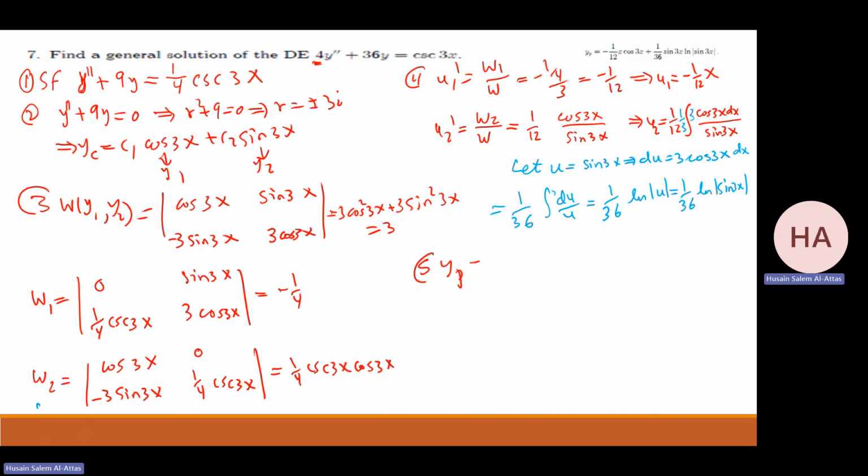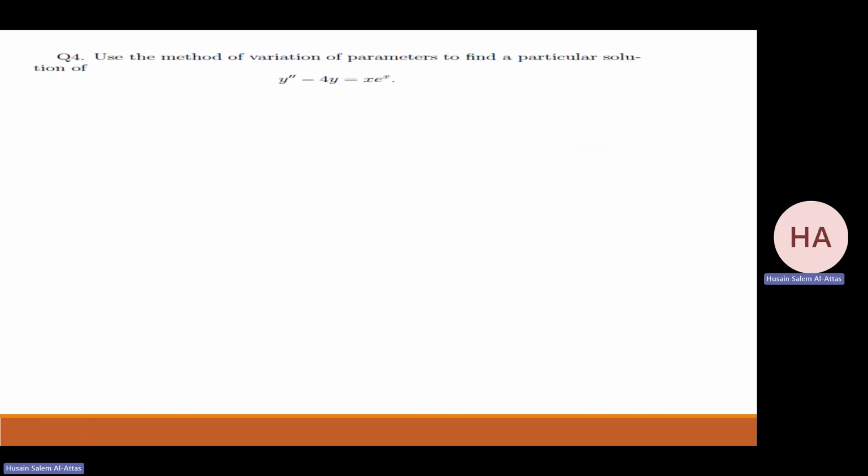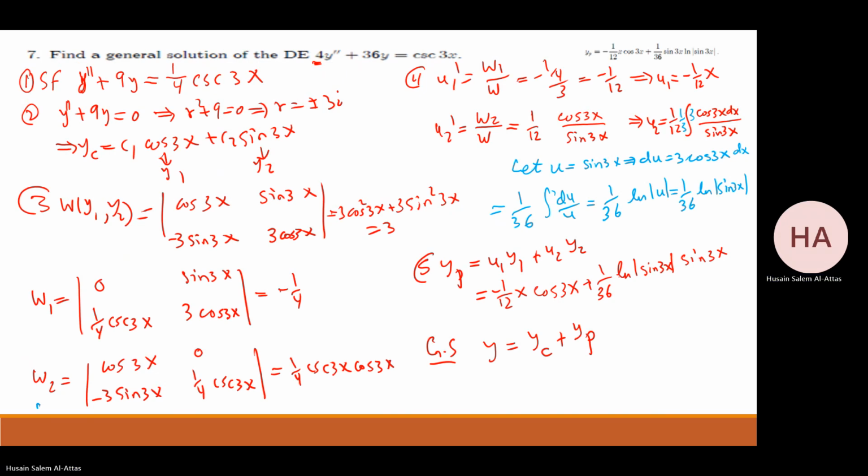Fifth step, YP will be U1 Y1 plus U2 Y2. And that is, what is U1? Minus 1 over 12x. What is Y1? Y1 is cosine. And Y2 is 1 over 36, then sine 3x, multiplied by Y2, which is sine 3x. What is my general solution? Y will be YC plus YP. Okay.